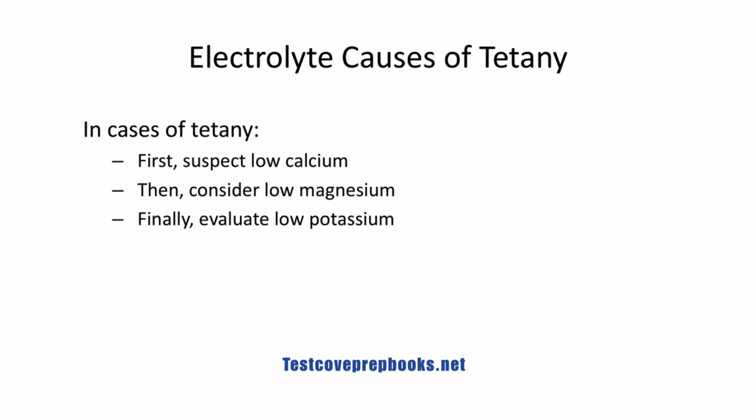When a patient presents with tetany, the very first electrolyte you should suspect is calcium. A drop in calcium levels is the leading cause of tetany. If calcium levels are normal, then the next step is to evaluate magnesium. Low magnesium can also lead to muscle spasms and tetany-like symptoms. Finally, if both calcium and magnesium are within normal limits, turn your attention to potassium. Low potassium can also contribute to neuromuscular irritability. So, the order to remember is: check calcium first, then magnesium, and lastly, potassium.